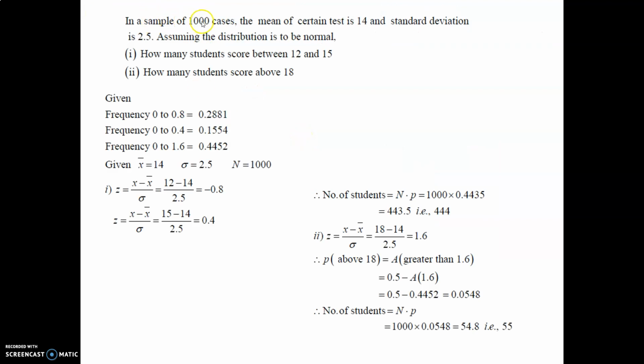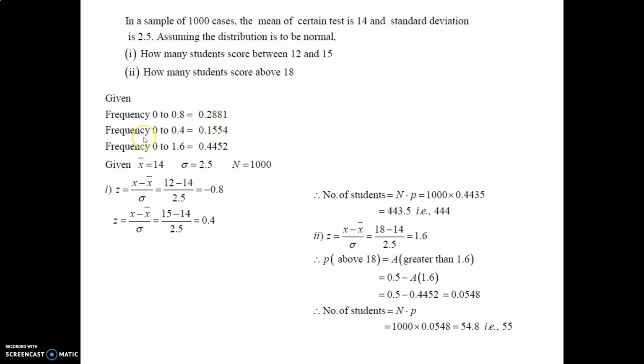In a sample of 1000 cases, the mean of a certain test is 14 and the standard deviation is 2.5, assuming the distribution is normal. How many students score between 12 and 15? And how many students score above 18?